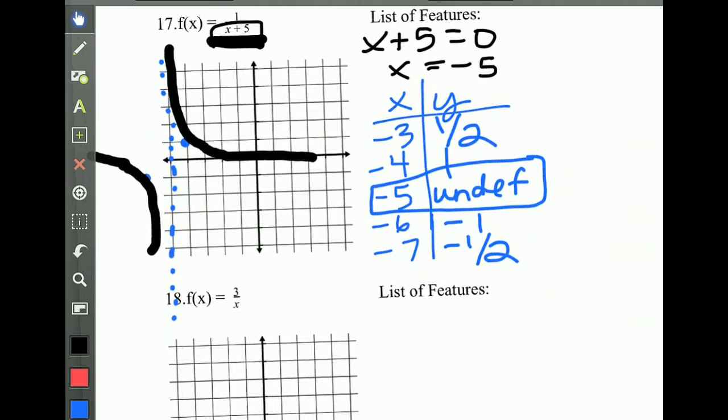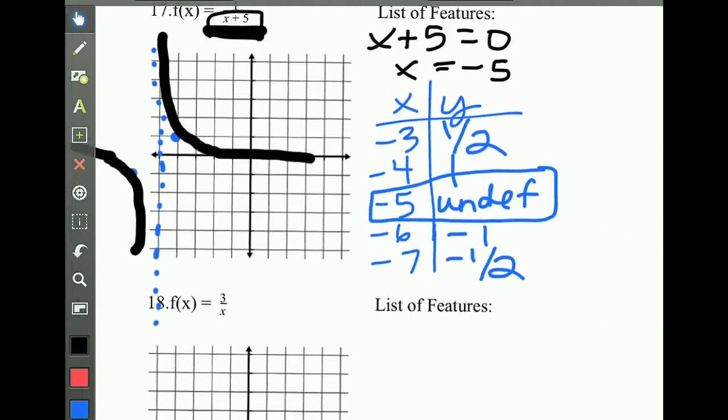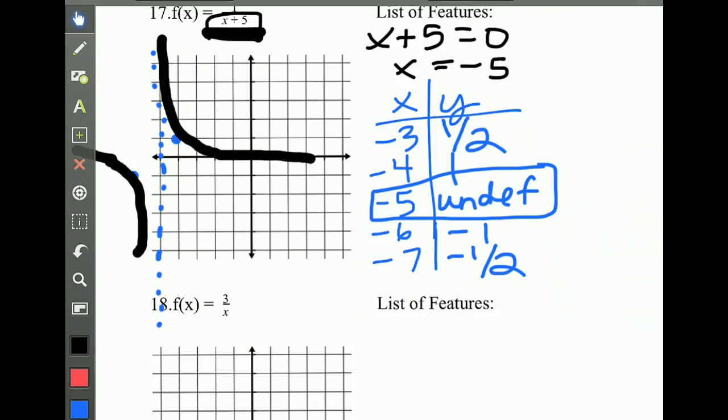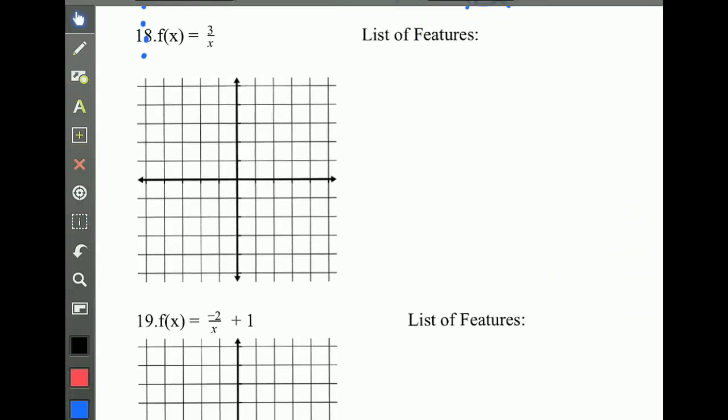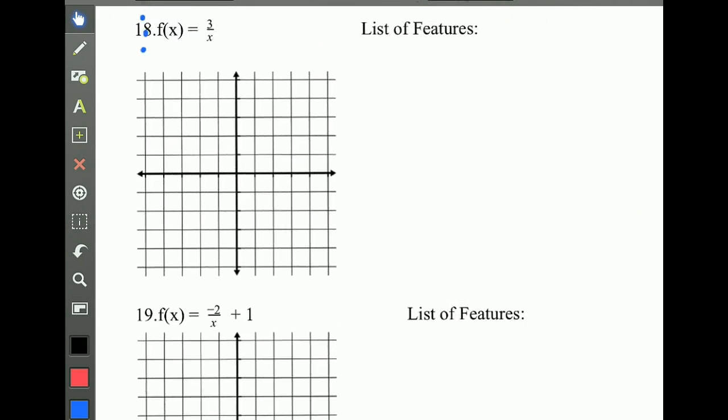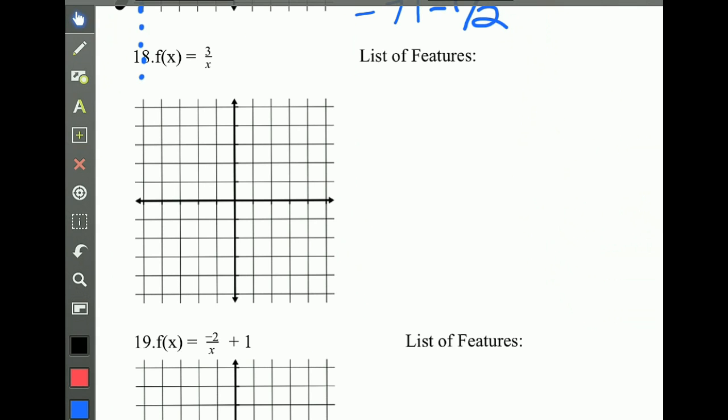You start to see that all the graphs that we do kind of have similar features and similar traits as far as how they shift. So go ahead and see if you can do 18 on your own. It's pretty similar to 16. You should be able to do that pretty easily. Think about where your asymptote is going to be, wherever that denominator equals 0. So graph that one and then come back and check your work.